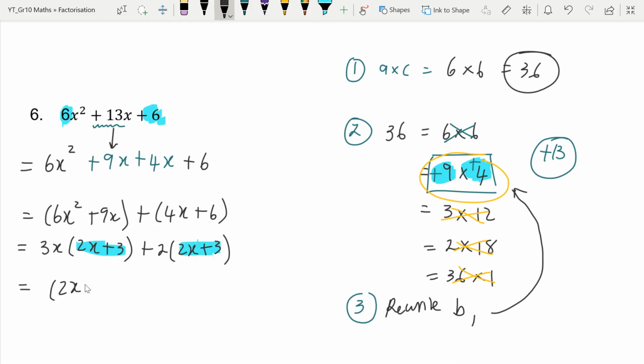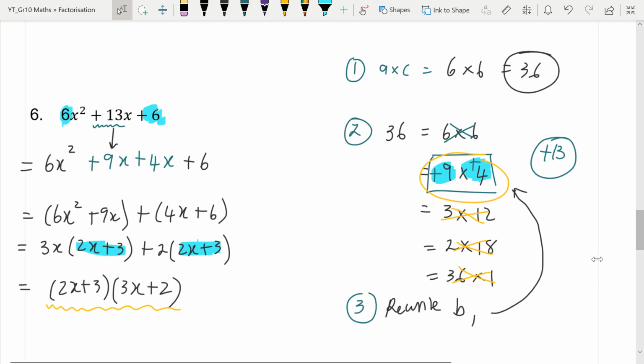We take those out. And left in the first term is 3x, and left in the second term is 2, and there it is fully factorized. And you'll see, if you FOIL that out, if you multiply it out, it's going to get us right back to where we started.